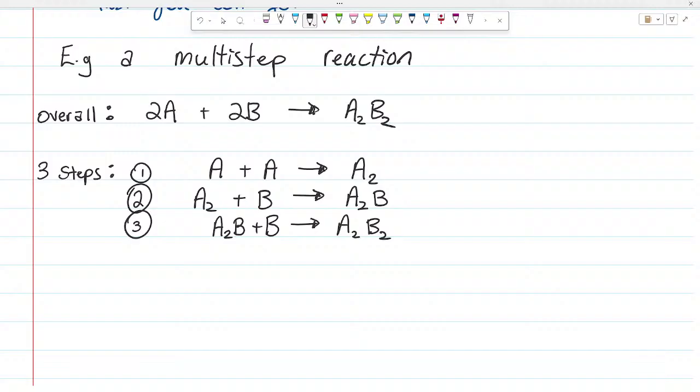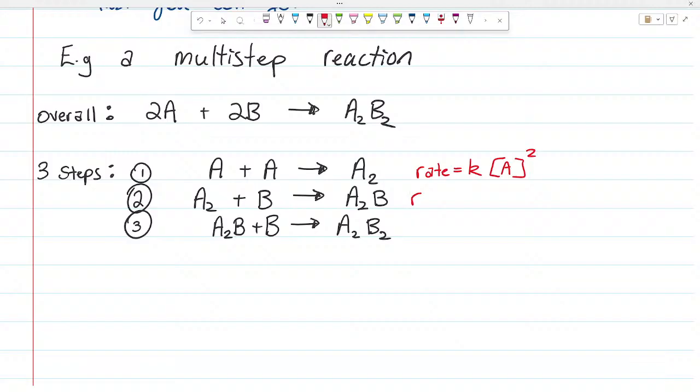That's our reaction. Now, the question is, what would be the rate for each of these? Well, the rate of this one would be some constant k times the concentration of A, and then again times the concentration of A, which we could write like that, but what's a better way to write it? A squared. Okay, that first step depends on that.